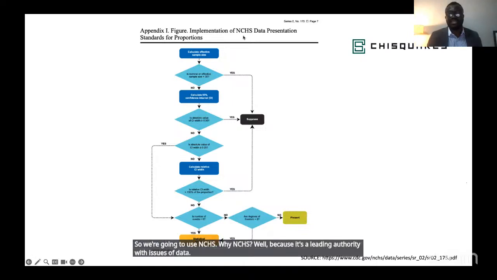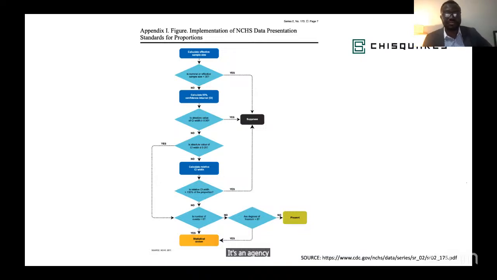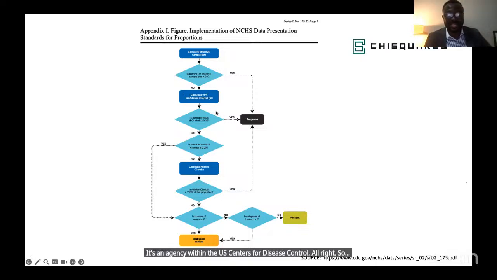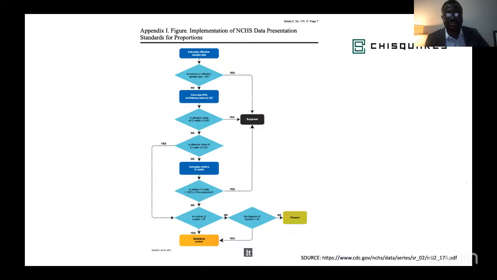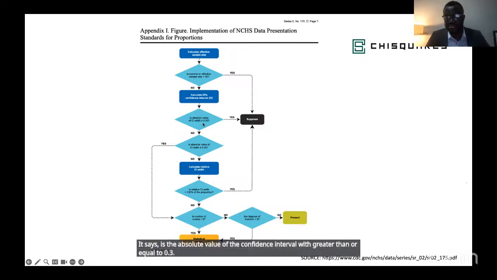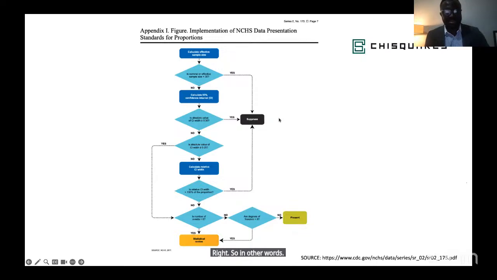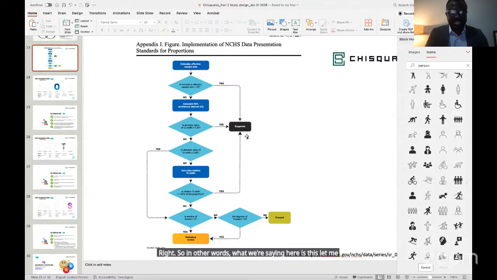NCHS, by the way, stands for the National Center for Health Statistics. It's an agency within the U.S. Centers for Disease Control. So here are the criteria that NCHS has set to tell us whether confidence intervals are too wide or too narrow. It says, is the absolute value of the confidence interval width greater than or equal to 0.3? Let me demonstrate what NCHS is saying by that.